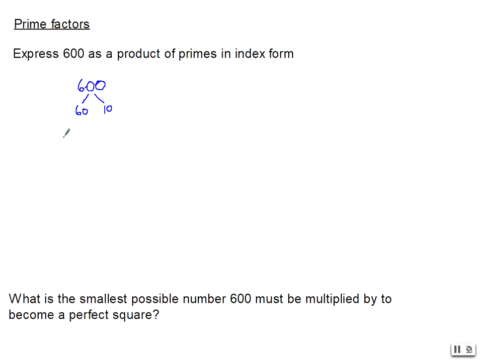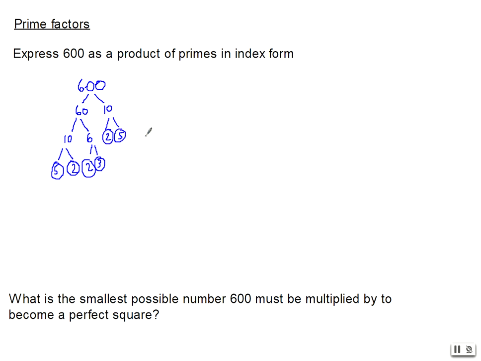Now neither of these are prime numbers, so from each new number we have to have a pair of numbers. So two numbers that multiply to make 60, we can have 10 and 6. Still no prime numbers, so from the 10 we're going to have 5 times 2. So these numbers are prime numbers, so that set of branches is finished. The 6 can be made by doing 2 times 3, so that pair of numbers is finished as well. And finally the 10 can be made by going 5 times 2.